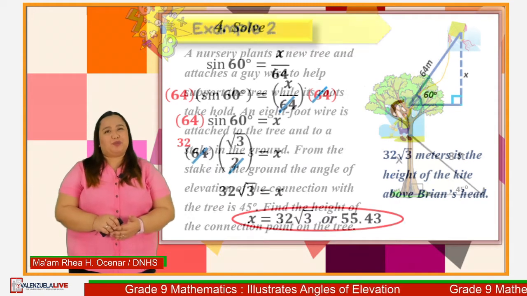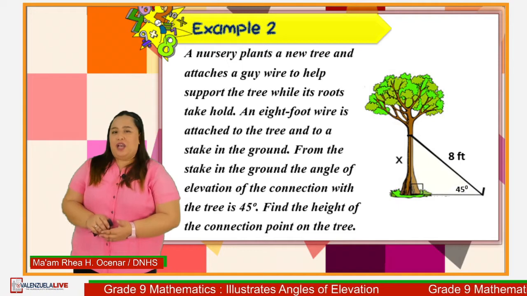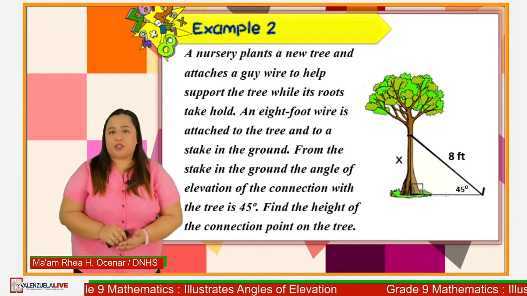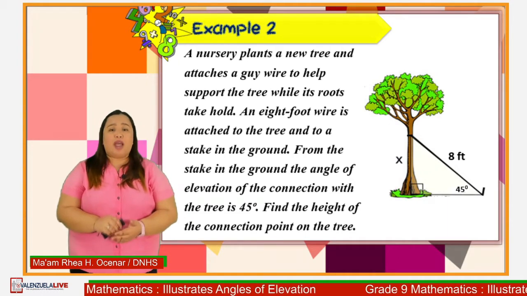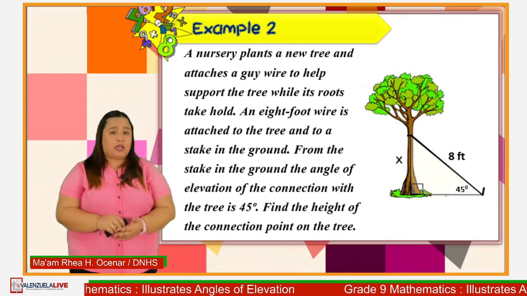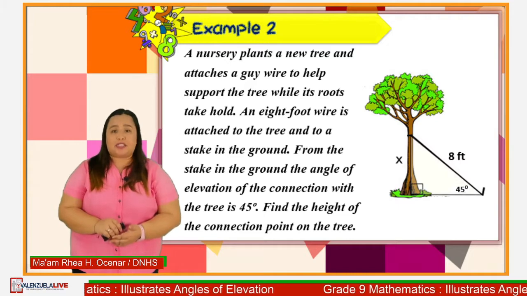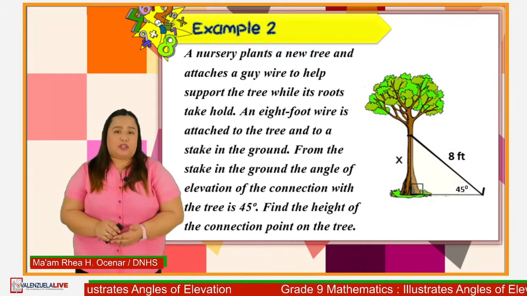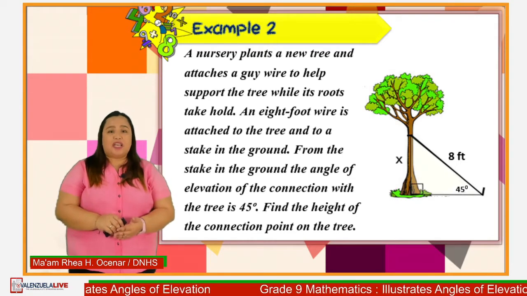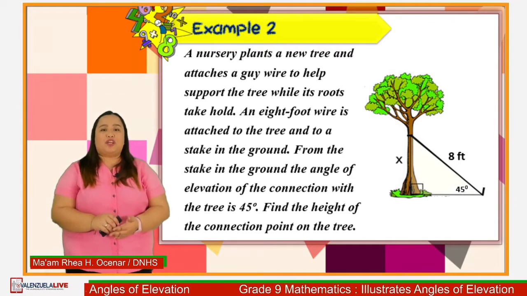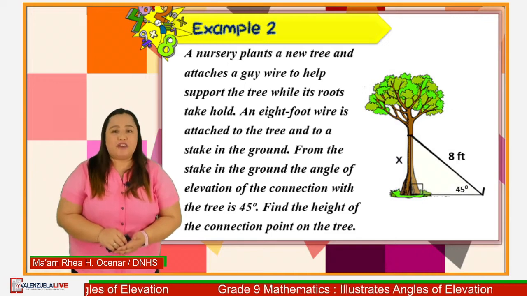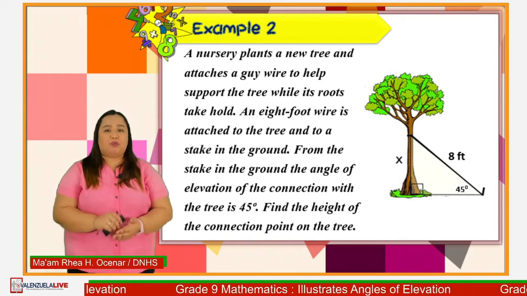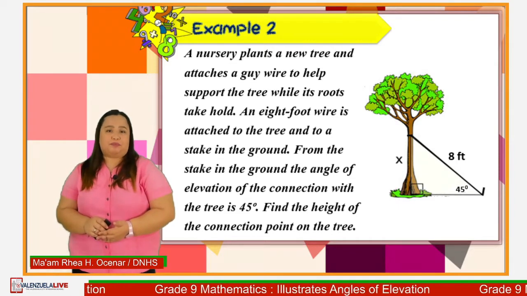Example number 2. A nursery plants a new tree and attaches a guide wire to help support the tree while its roots take hold. An 8-foot wire is attached to the tree and to a stake in the ground. From the stake in the ground, the angle of elevation of the connection with the tree is 45 degrees. Find the height of the connection point on the tree.